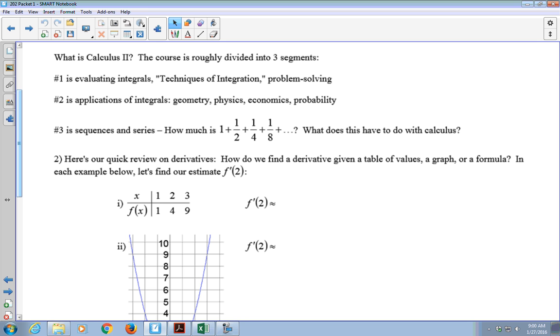Part 2 of the course is applications of integrals. All the things we do in part 1, we're going to apply in part 2. We're going to talk about geometry, physics, economics, and probability.